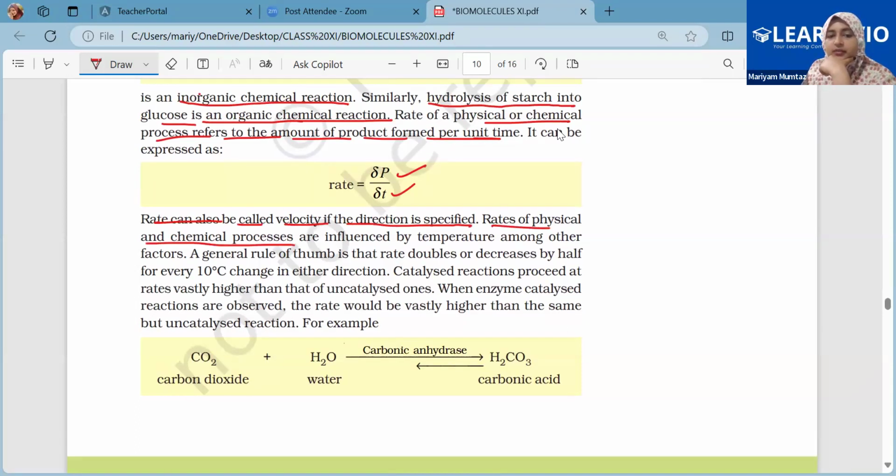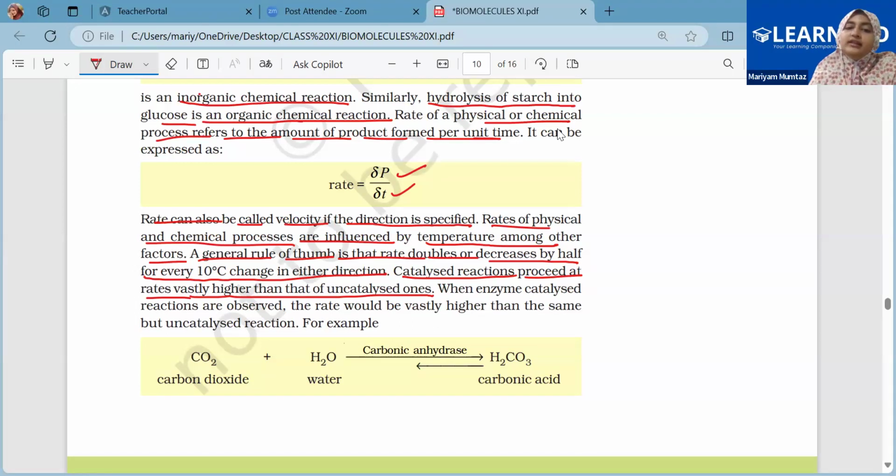Rates of physical and chemical processes are influenced by temperature, among other factors. A general rule of thumb is that the rate doubles or decreases by half for every 10-degree change in either direction. Catalyzed reactions proceed at rates vastly higher than those of uncatalyzed ones. Catalysts increase the rate of the reaction, thereby decreasing the activation time period. So when the reaction is catalyzed, that increases the rate.